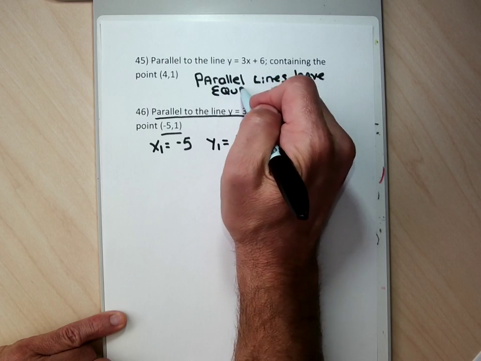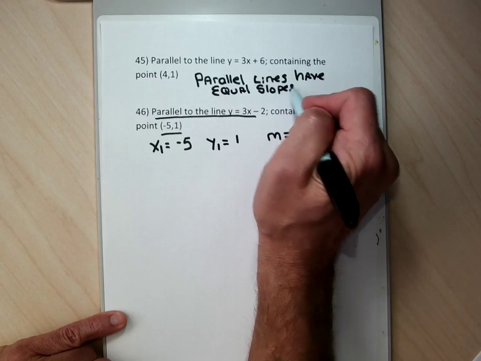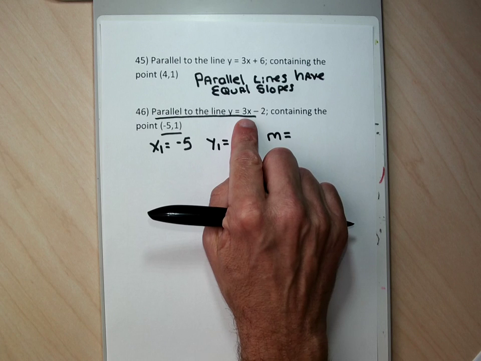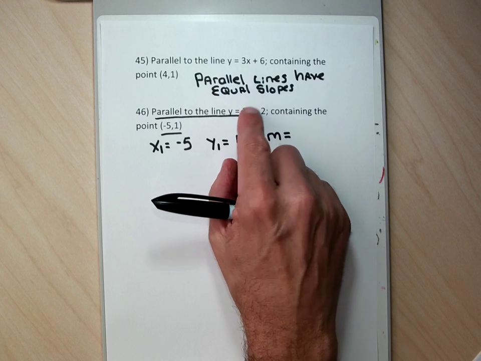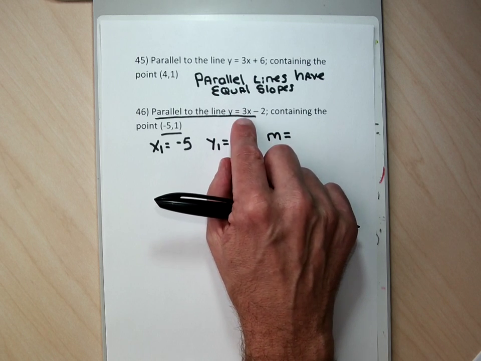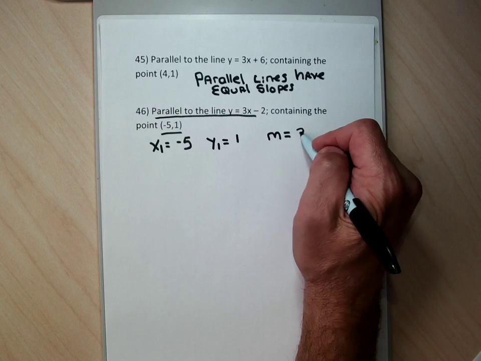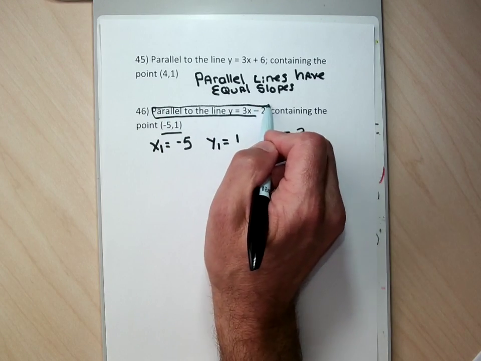So even though it didn't tell me the slope of the line explicitly, it kind of hinted at it. It says it's parallel to the line y equals 3x minus 2. I'm supposed to know that lines that are parallel have equal slopes, and this line has a slope of 3 because it's solved for y, the number in front of the x is a slope. So the line that it's parallel to has a slope of 3, which means my line must have a slope of 3 as well.